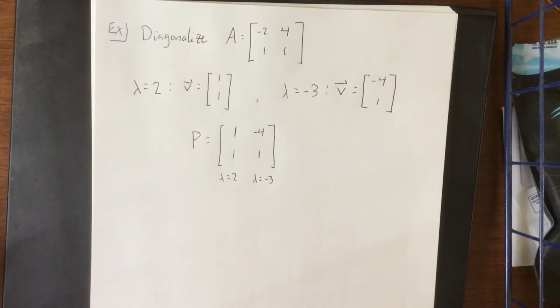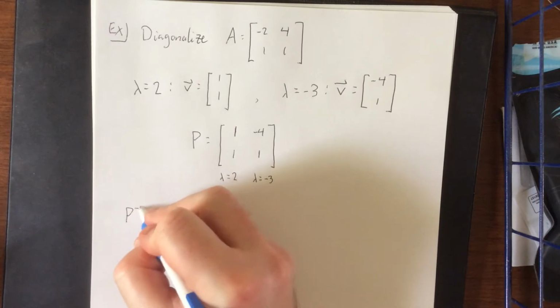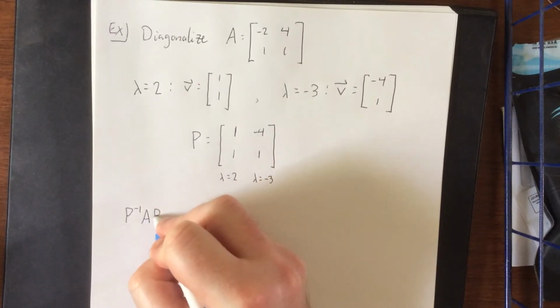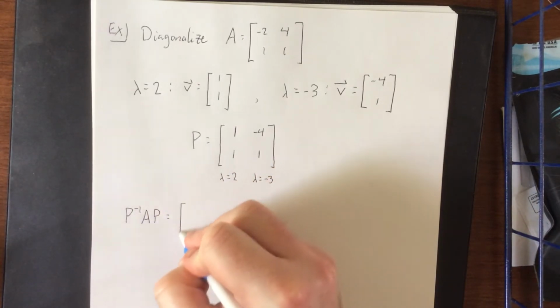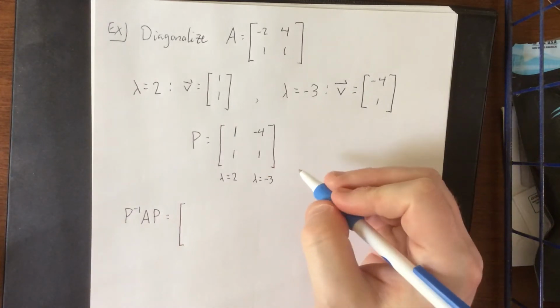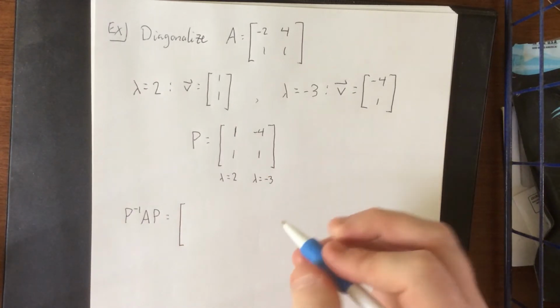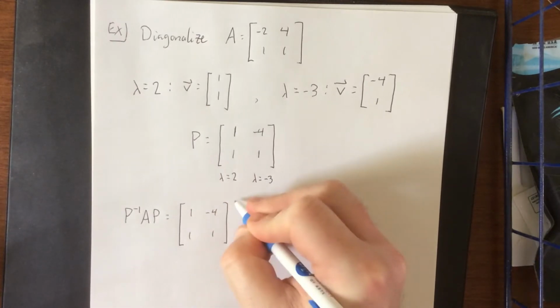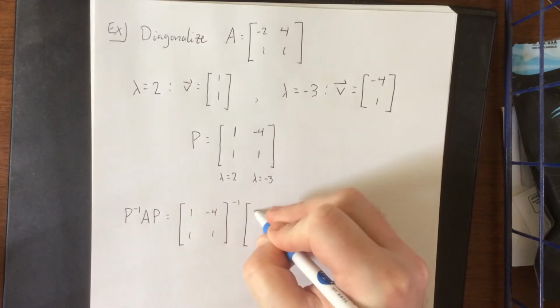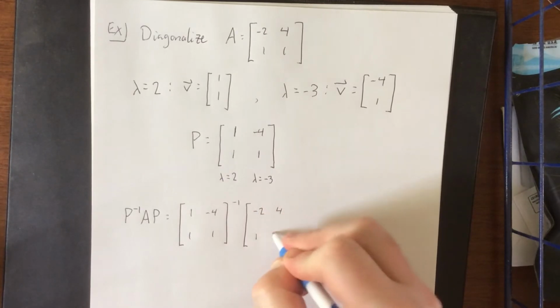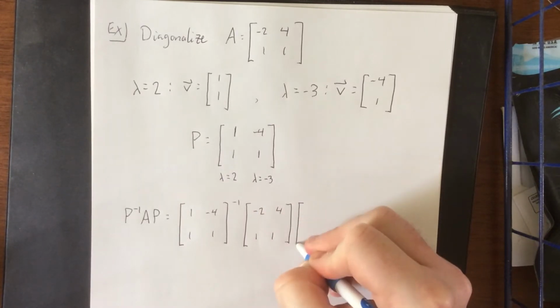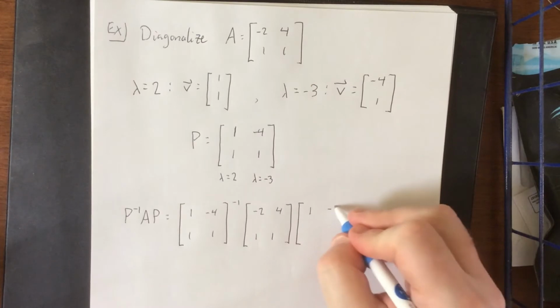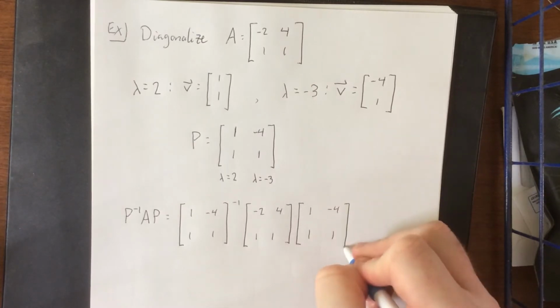Now the idea is, if we multiply P inverse times A times P, this should wind up giving us a diagonal matrix of eigenvalues for our answer. So 1, negative 4, 1, 1, inverse, multiplied by negative 2, 4, 1, 1, multiplied by 1, negative 4, 1, 1.